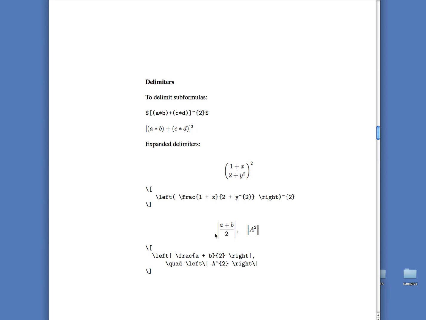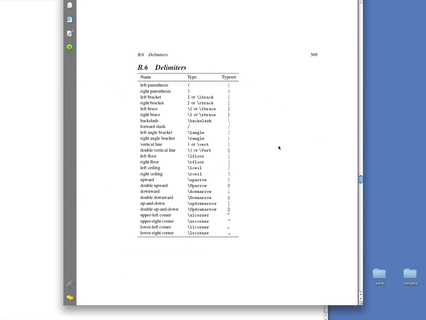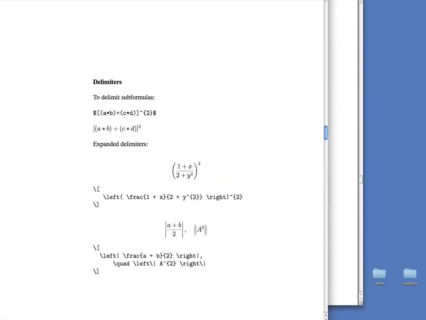Two more examples with vertical bar modified by left and right, and double vertical bar, which is backslash vertical bar modified by left and right, will give you this. Note that this is still taller than what you would get from backslash vertical bar, because a squared is taller than, say, a would be. There are a whole bunch of delimiters, and in the short course in Appendix B6 or in my book you find all of them listed. Just take a look at the list, and if you need any of these, you know where to look them up.